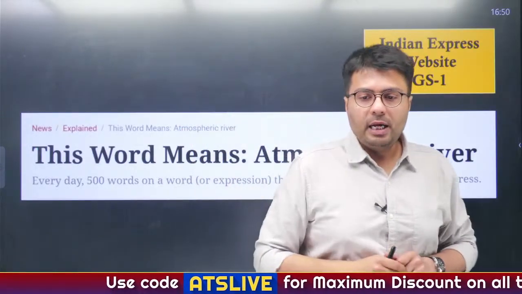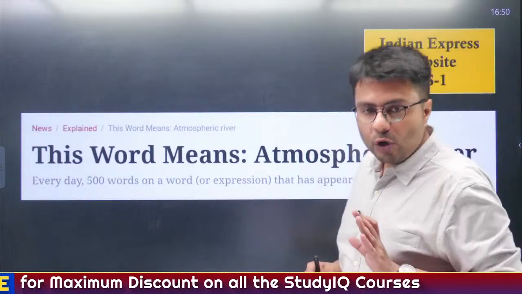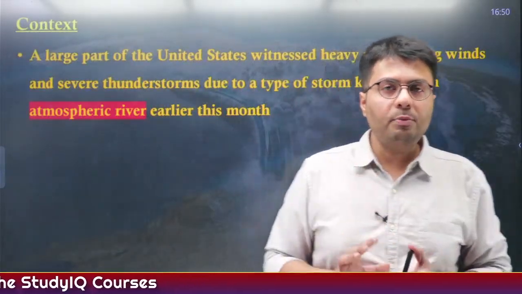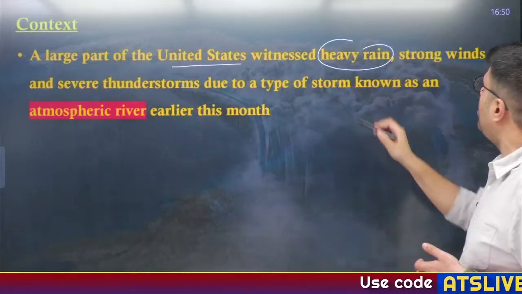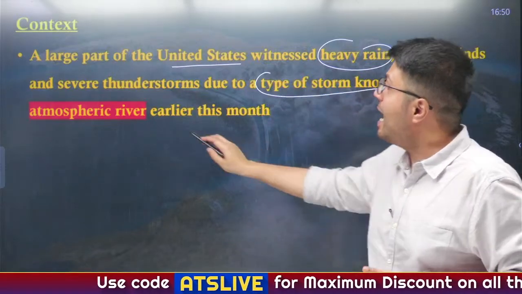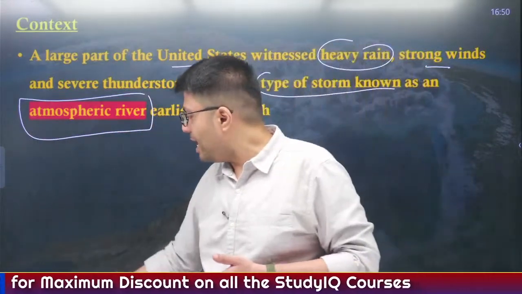Now let us move to another article. This article appeared in the Indian Express and it talks about atmospheric river. What is an atmospheric river? Let us understand. Now, why is this atmospheric river in the news? Because a large part of the United States witnessed heavy rainfall, strong winds and severe thunderstorms due to a type of storm known as atmospheric river. So what indeed is an atmospheric river? Let us quickly understand this.